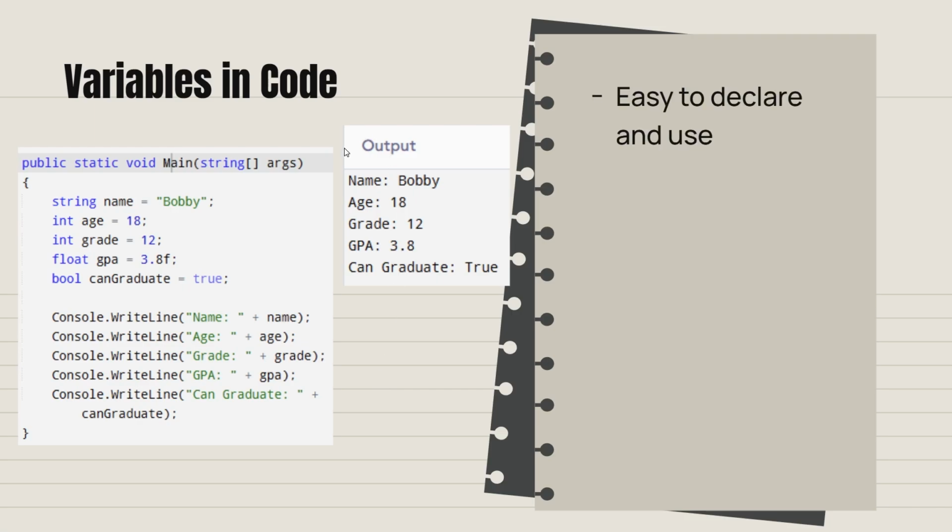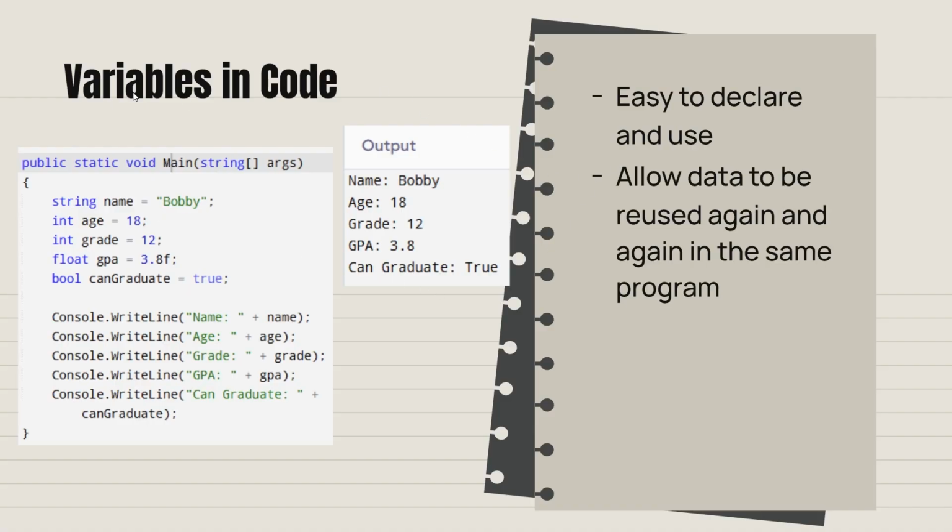So nice, variables are very easy to declare and use. As you can see here, you put their data type, the name. Usually you can just leave it as that until you give it a value later on, but you cannot use it until you assign it a value. And variables, again, allow data to be reused again and again in the same program without having to constantly type out Bobby or constantly type out 3.8F repeatedly throughout the code. Variables also allow for easy maintenance of code, as you only need to change the information in one place if you want to update it in the future.